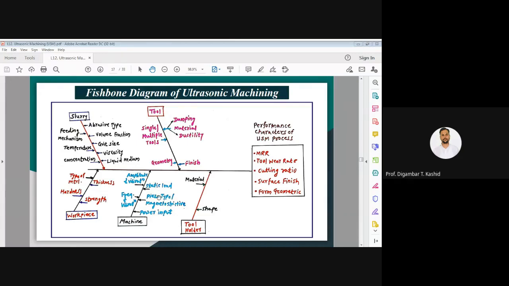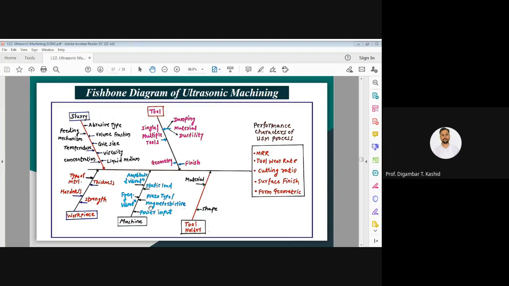Then which type of transducer we are using, whether it is piezo type or magnetostrictive type, we need to consider. Again, what is the power input to the transducer, or the force with which you are hitting the abrasive particle, which will carry it to your workpiece, that also we need to consider. Again, the frequency of vibration also affects the performance of your process. So under machine, these parameters we need to consider: amplitude of vibration, static load, type of transducer, frequency of vibration and the power input to your transducer.